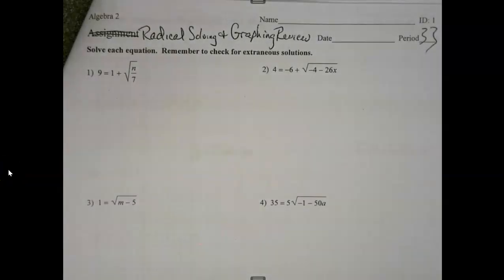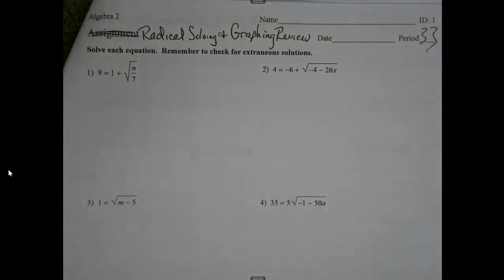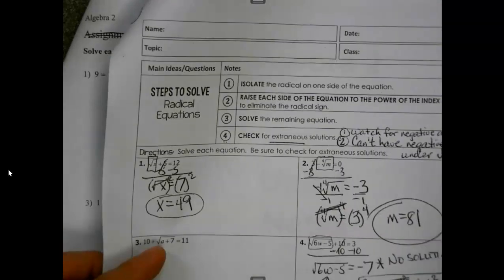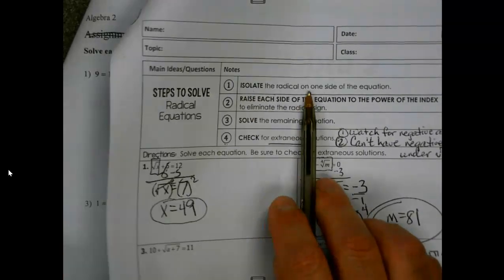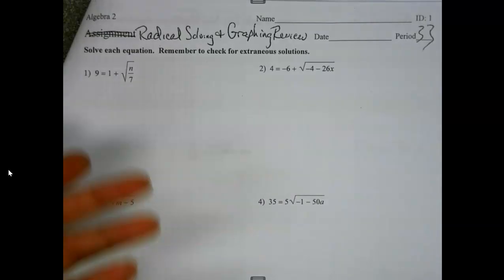So, solving the equation, this is the stuff we started up yesterday on. Just a couple of quick reminders, and I might even pull the notes out for this one. I think it's worthy. So, a couple things to remember. We've got to get the radical on one side of the equation. So, let's say we're doing number one.